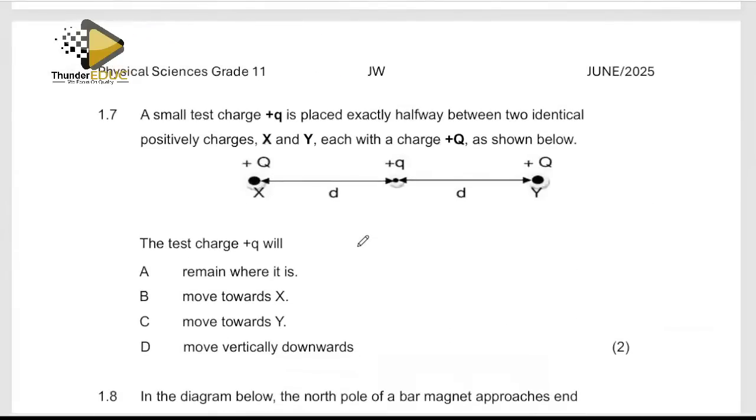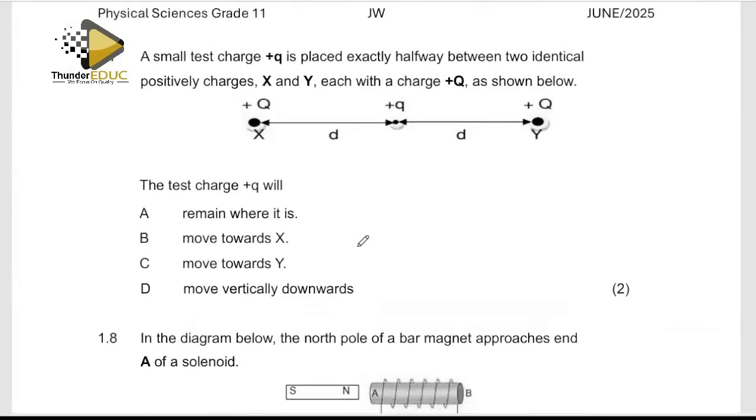1.7, a small test charge positive Q is placed exactly halfway between two identical positively charged X and Y. So they're asking us that the test charge Q1 will remain where it is. If these two are identical, there's going to be repulsion, and if there's repulsion, whatever is happening at Q should be zero. In other words, it remains wherever it is because no force is pushing it away. So option A is the best. It cannot move to X, not to Y, and not vertically down or up.